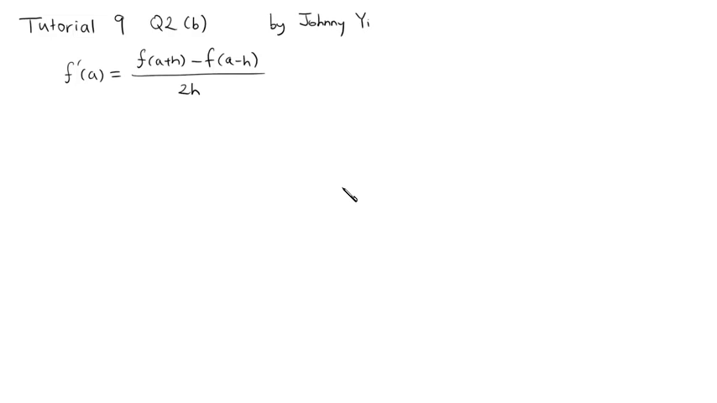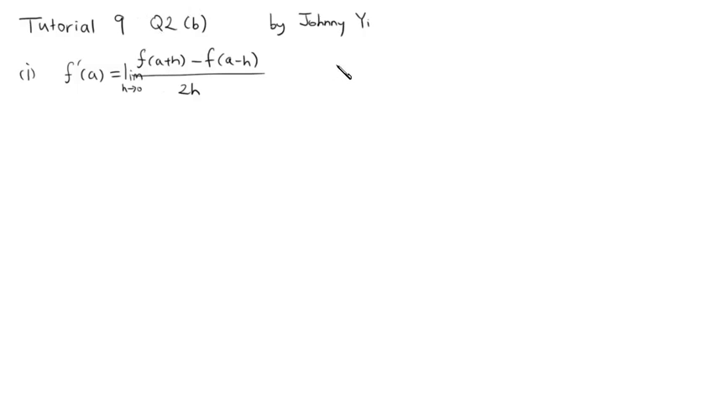Alright guys, so in this video we're going to go through question 2b of the tutorial 9 worksheet. So this is the first question. Using L'Hopital's rule, you have to prove that f dash of a is the same as this limit. I forgot to put the limit sign here, so this is the limit as h goes to 0, and we're going to have to prove this relationship using L'Hopital's rule.